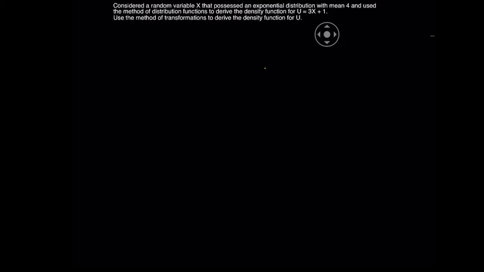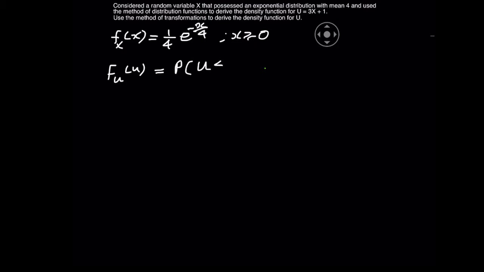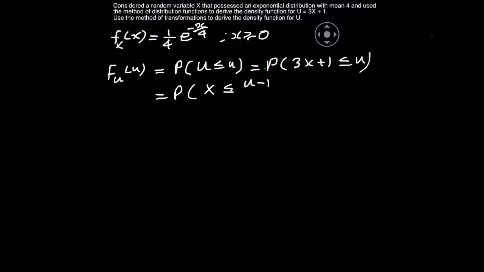We know X has the exponential distribution. Therefore, we can write down f_X(x) equals 1 over 4 e to the negative x over 4, for x greater than or equal to 0. Now I will write down the CDF of U. This equals the probability that U is less than or equal to u. Now we can substitute 3X plus 1 for U. We have here X less than or equal to (u minus 1) over 3.